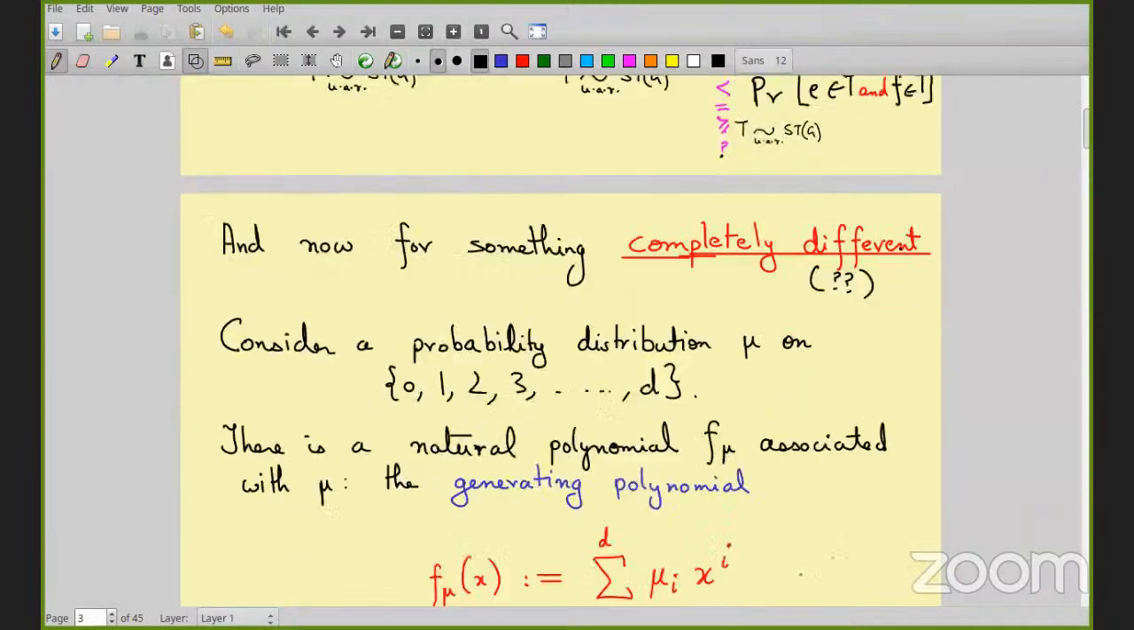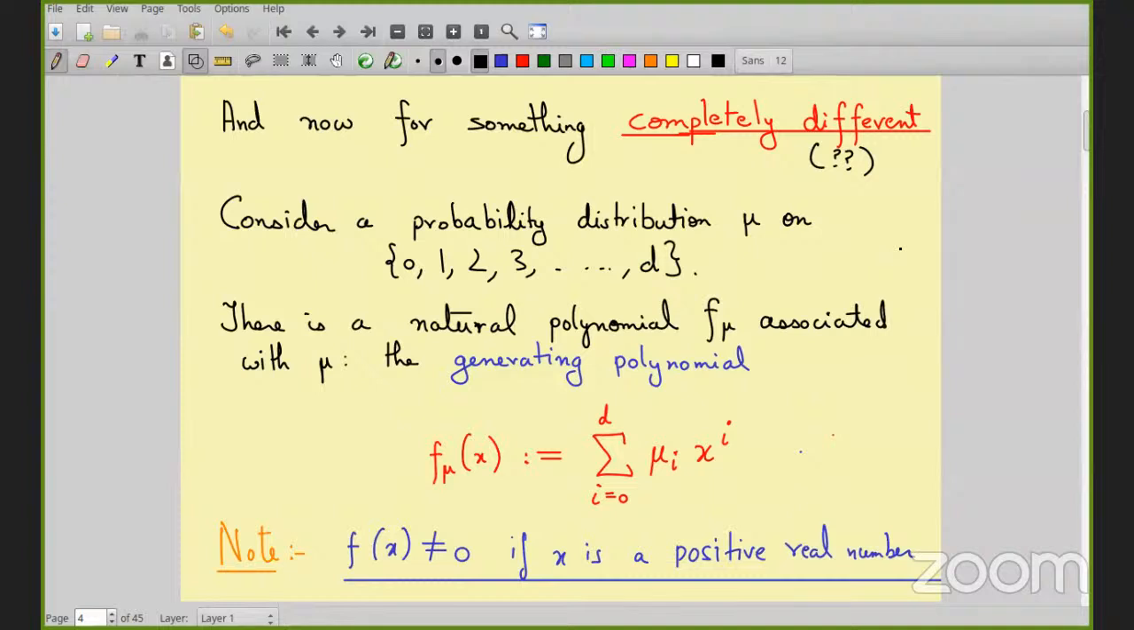Okay, but let's start with something simpler. Suppose we have a probability distribution, not on anything more complicated, but just on integers 0 to d, so d plus 1 objects. You have a natural polynomial associated with this, the generating polynomial. Mu i is the probability that this distribution chooses i, for i from 0 to d, and you associate the polynomial f mu of x, which just attaches the term x to the i to mu i and sums.